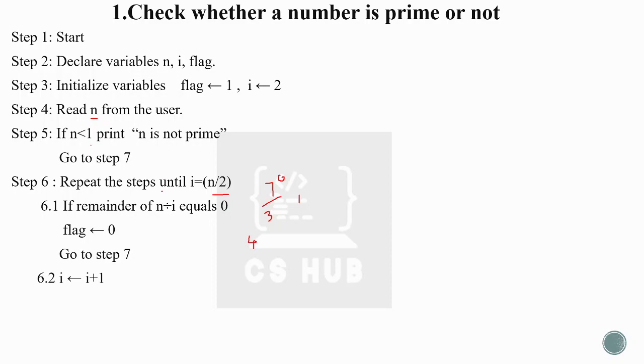Each time we increment i, we check this condition, whether i reached n by 2. Here n is 7, and 7 by 2 is 3. So up to 3 we need to perform this operation.